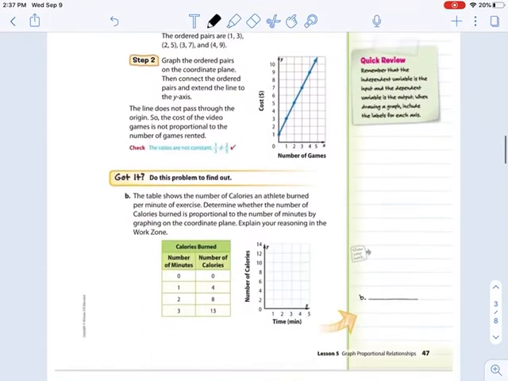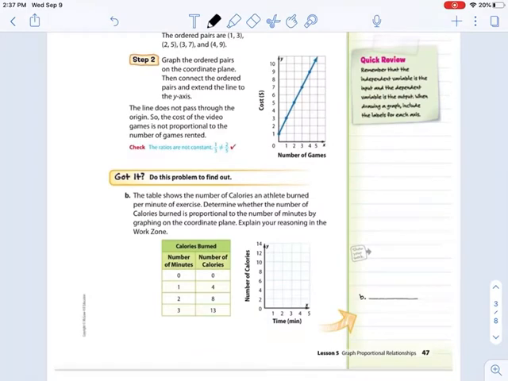Okay, next, go to page 47, and we're going to look at B. So in part B, this shows us the number of calories an athlete burned per minute of exercise, and we need to determine whether it is proportional, and we need to explain our reasoning. Okay, so in this case, they give us the table. So we need to graph those points.